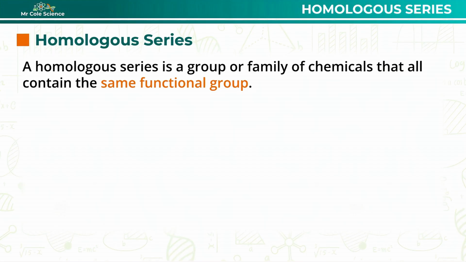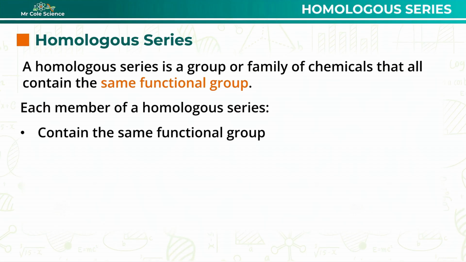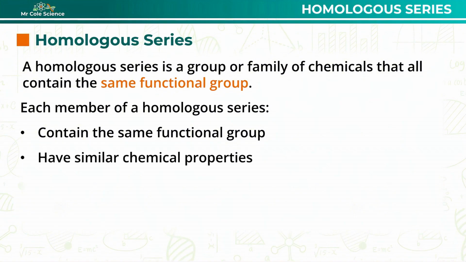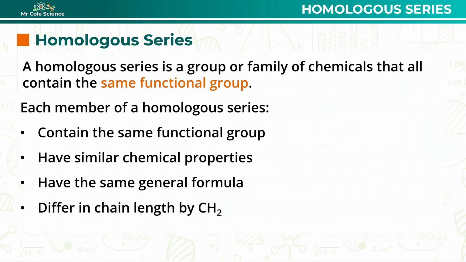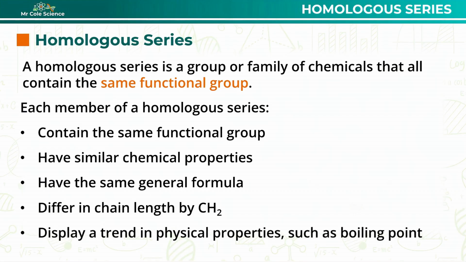As a consequence of this, each homologous series has several key characteristics. The most obvious one is that each member of a particular homologous series will contain the same functional group. And because of this, each member will have similar chemical properties and therefore react in a similar way. Every member of the homologous series will have the same general formula, and consecutive members will differ in chain length by CH2. Finally, members of a homologous series will display a trend in physical properties. For example, their boiling point may increase as the carbon chain length increases.